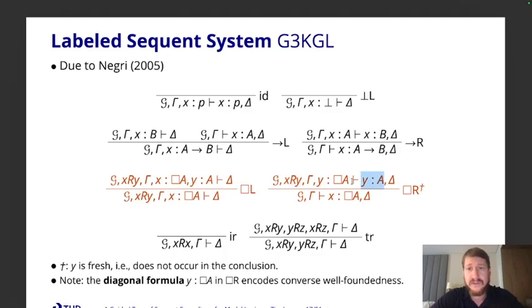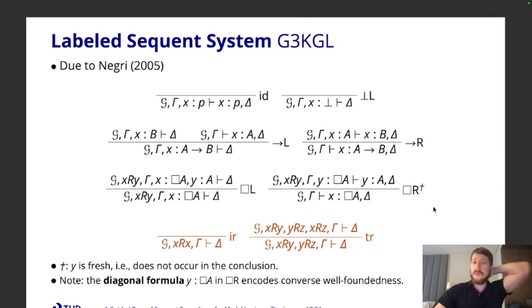And also, in this box right rule, I add this formula here called the diagonal formula, which is essentially a copy of the principal formula that gets copied into the antecedent. Now, what this does is this effectively encodes the converse well-founded condition from GL into this proof system. Okay, so that's how that frame condition is being encoded, by making use of this diagonal formula. This makes cut elimination quite difficult for the system. It can still be done, but that's how that second order condition gets encoded.